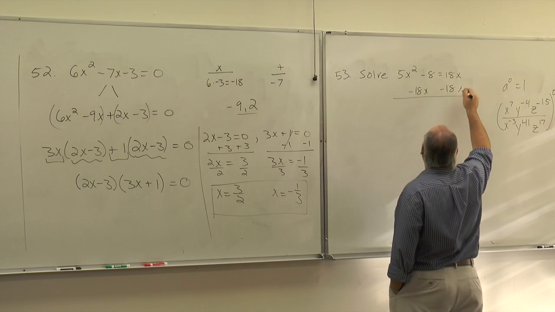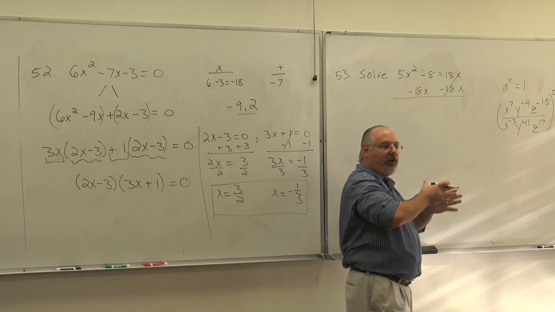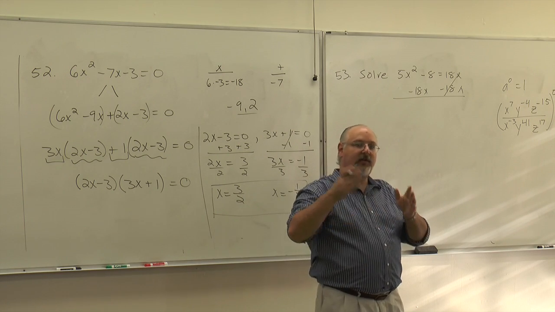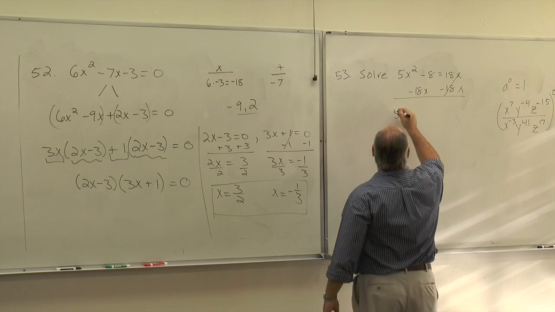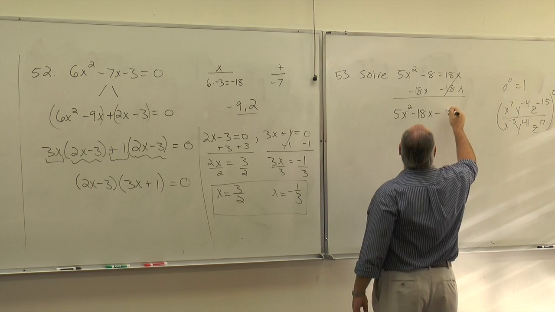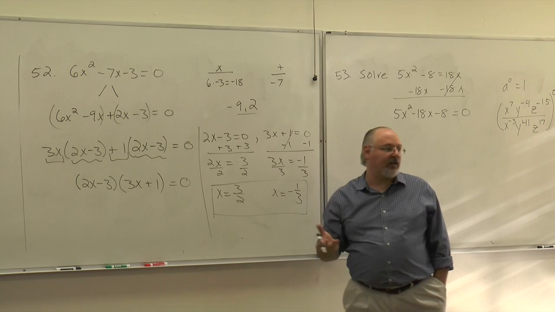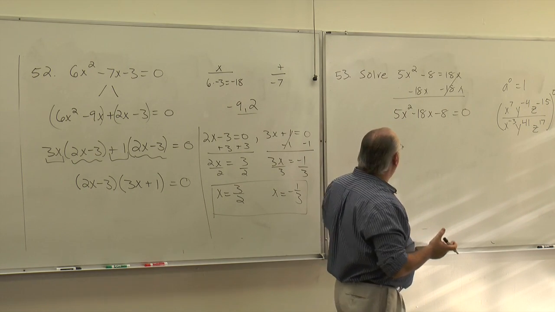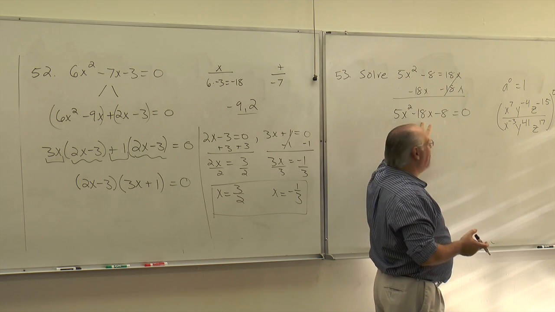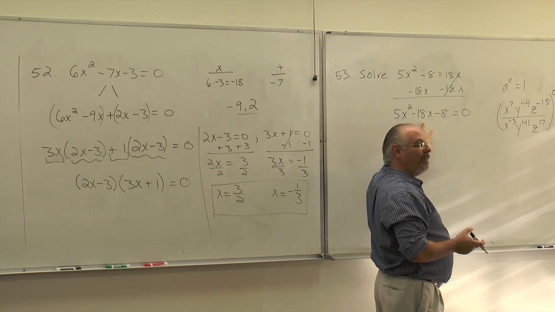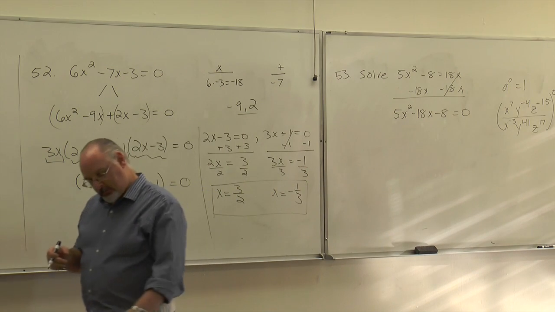And it's very important. Notice how I wrote that. I kind of put it in the middle, because when you write your polynomial, you want it in decreasing order by exponent. Square, then x to the first, and then just your number. So this becomes 5x squared minus 18x minus 8 equals 0. And then you would go through exactly the same process. You would find two numbers that multiply to 5 times negative 8, which is negative 40, and add to negative 18. It's going to be negative 20 and 2. And then you would go through the same process.